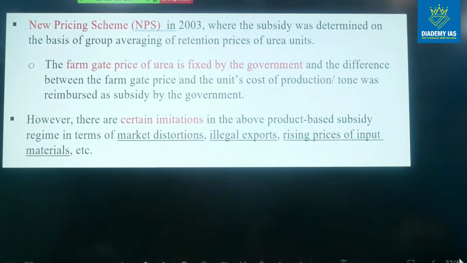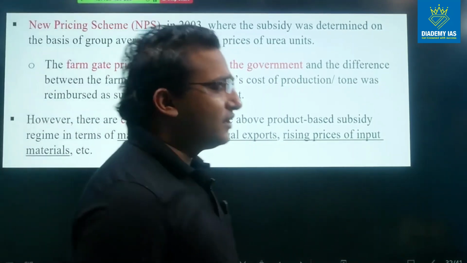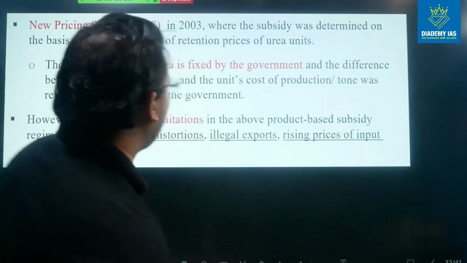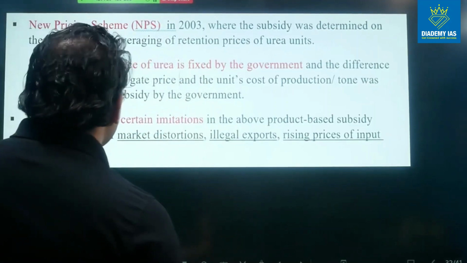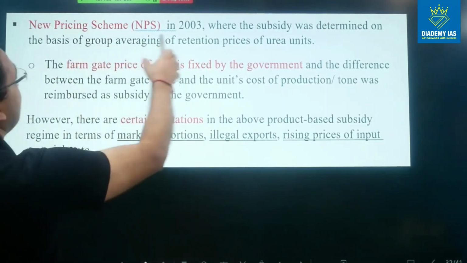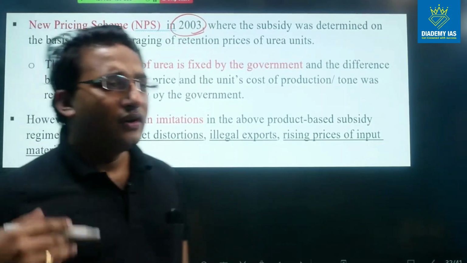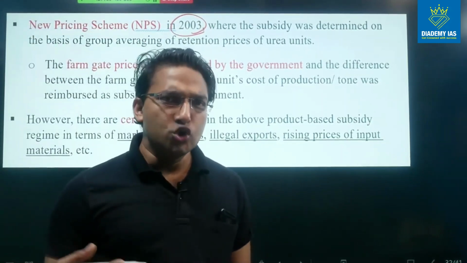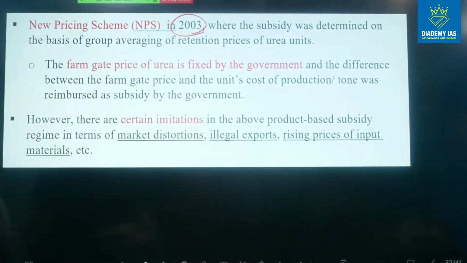Now there are many government initiatives which have been taken to increase the production and to make this urea available to the most number of people. Not only urea but also other fertilizers. So this is the new pricing scheme which was introduced in 2003. Even before that there were few schemes which were introduced, but as of now this new pricing scheme is applicable. That is why we will study about this.